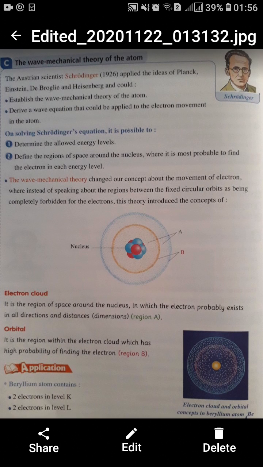And instead of orbits, we have orbitals, the region of high density or high probability to find the electron around the nucleus. So instead of orbit, we have orbitals. And instead of forbidden areas, we have electron cloud. And that was the last modification for the atomic model.